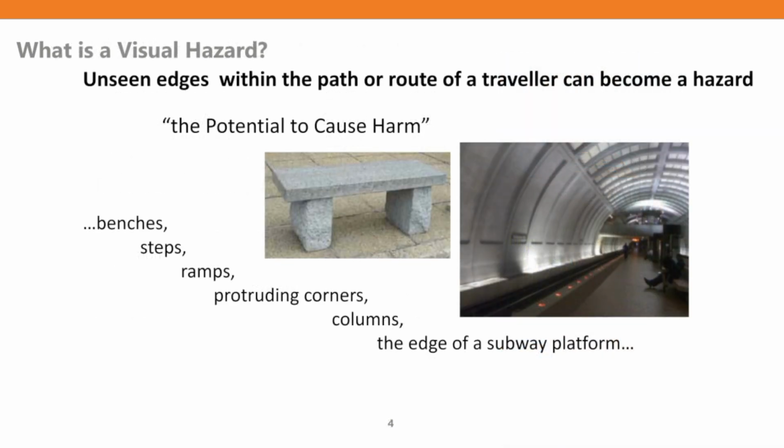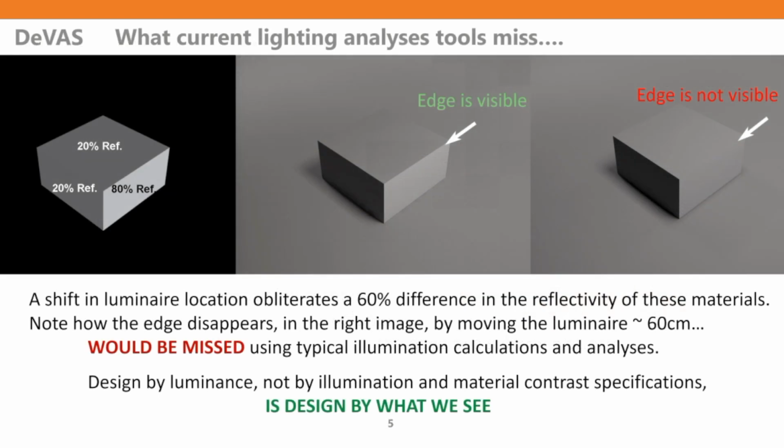So what is a visual hazard? Unseen edges within our path or our route, the potential to cause harm, right? Steps, ramps, protruding corners, even the edge of a subway.